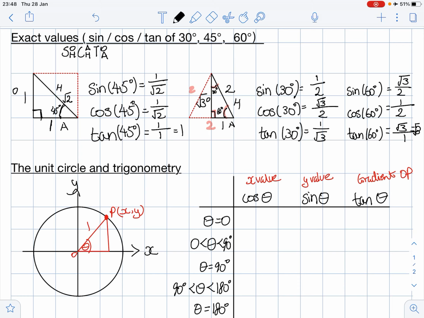So this is how we find our solutions. The important thing we need to know is that if we look at 45, it's half of a square. And if it's 30 degrees and 60 degrees, it's half of an equilateral triangle.